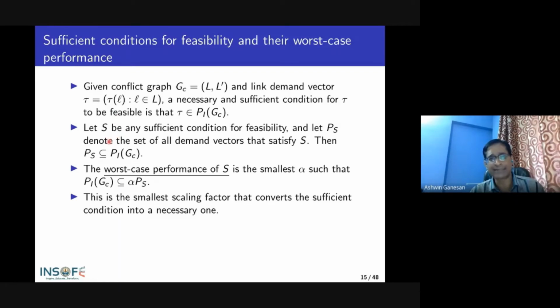Now, it turns out that the set of link demand vectors tau which satisfy the condition S is not exactly the same as the independent set polytope, because S is only a sufficient condition, not a necessary and sufficient condition for feasibility. But if you scale this set PS by some factor alpha, then it actually ends up containing the independent set polytope. And the smallest amount by which you need to scale the set PS so that it ends up containing the independent set polytope is what is defined to be the worst case performance of the sufficient condition S.